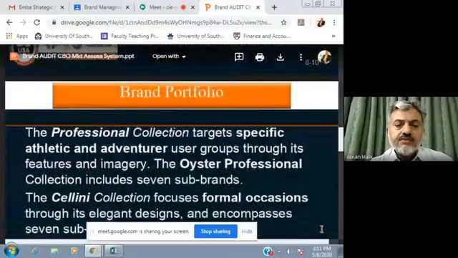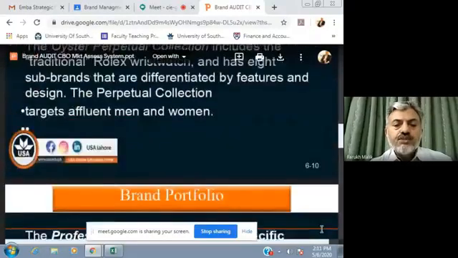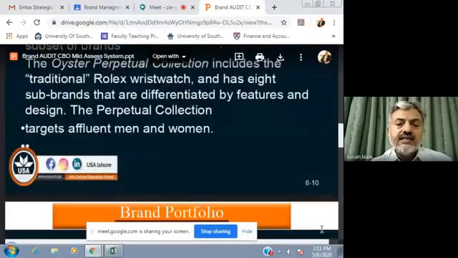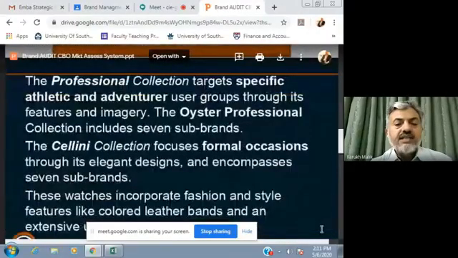Then comes the professional collection. The Oyster Perpetual collection is for affluent men and women, and the professional collection targets specific athletic and adventure user groups, and the Oyster Professional collection includes 7 sub-brands. Then the Cellini collection focuses on formal occasions. Now they are quite expensive watches, and a lot of diamonds are used in these watches.